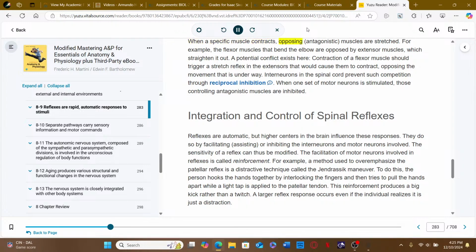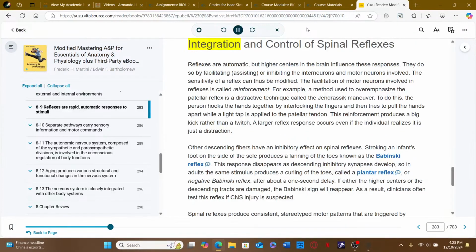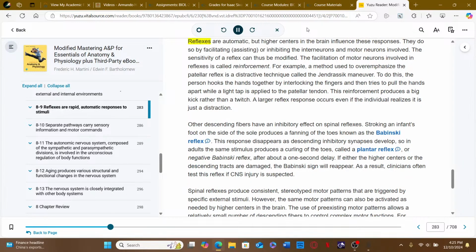When a specific muscle contracts, opposing, antagonistic muscles are stretched. For example, the flexor muscles that bend the elbow are opposed by extensor muscles, which straighten it out. A potential conflict exists here. Contraction of a flexor muscle should trigger a stretch reflex in the extensors that would cause them to contract, opposing the movement that is underway. Interneurons in the spinal cord prevent such competition through reciprocal inhibition. When one set of motor neurons is stimulated, those controlling antagonistic muscles are inhibited. Integration and control of spinal reflexes.